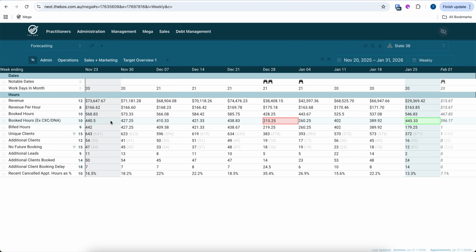So what we're trying to look at here is to predict the future. We'll start with the hours because obviously hours multiplied by your revenue per hour equals your revenue. We can see here that there's roughly about, what are we looking at? About a 150-hour difference on average between our booked hours and our billed hours, or booked hours and our booked minus cancellation and DNA. So, I mean, it may change a little bit over time.